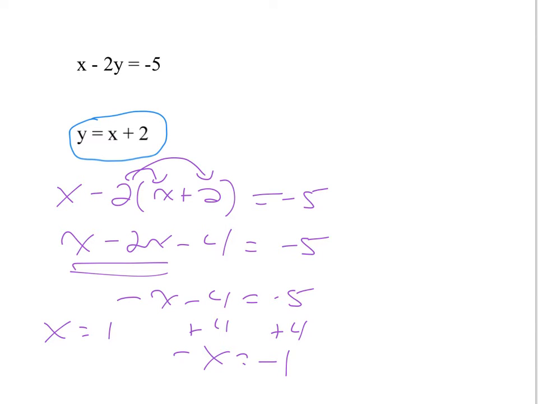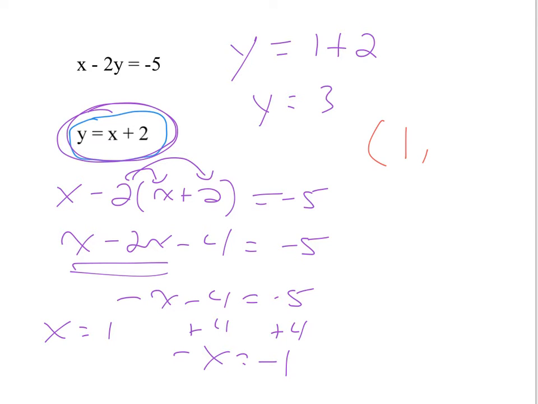Once I have that, let's plug that back into either one of my two equations. It's probably easier to do it in this one right here. So I take that x, let it be 1, so I have y equals x, which is 1 plus 2. Y equals 3. So my ordered pair, my solution now is going to be x equals 1, y equals 3. So I have the ordered pair 1, 3.